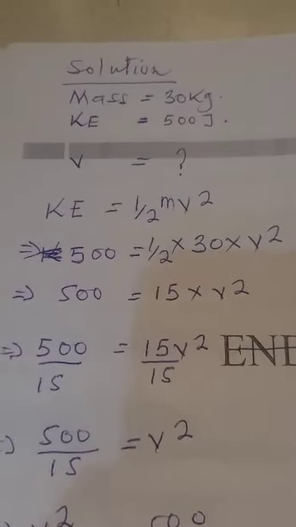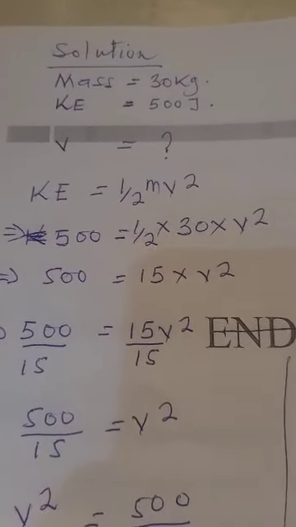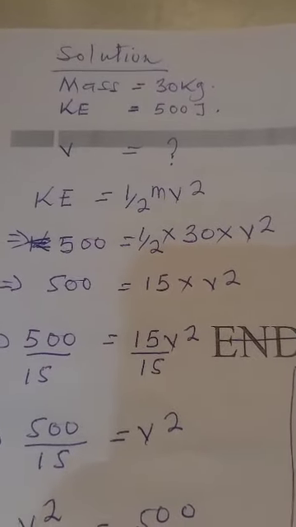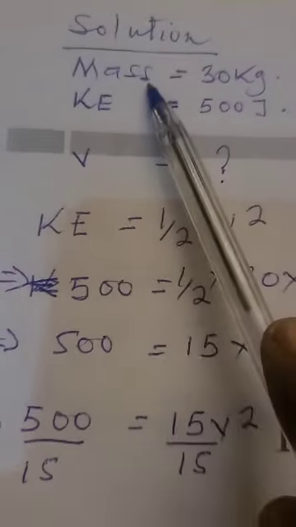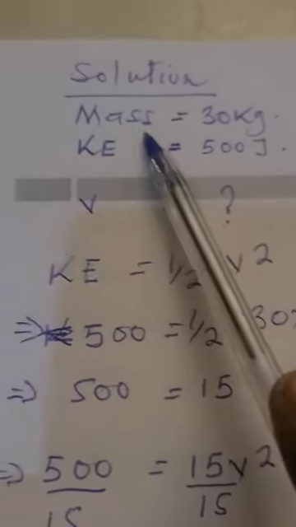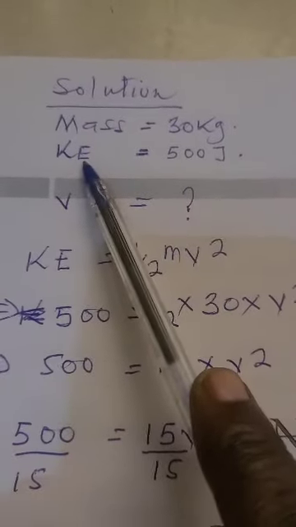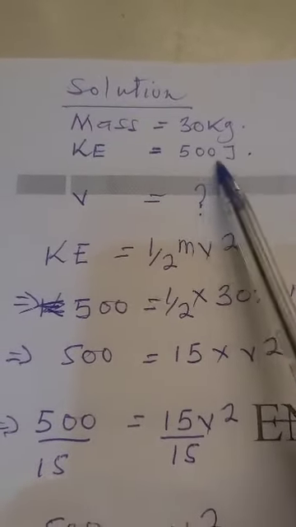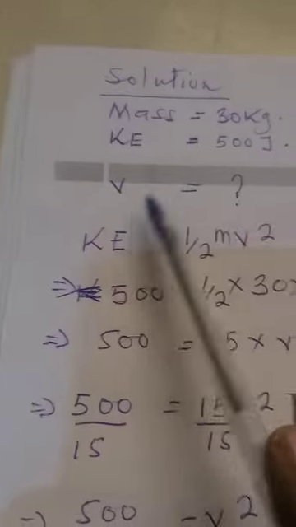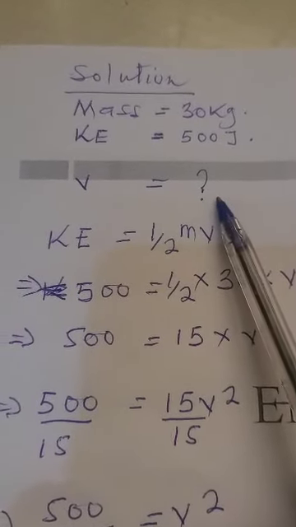So when they give the question to you like this, you have to first of all write out the rubrics. If I say rubrics, you have to first of all write what you would need for your calculations. In the question, mass is 30 kilograms. Kinetic energy is what? 500 joules. Velocity ratio is question mark because that is what we have to calculate for.